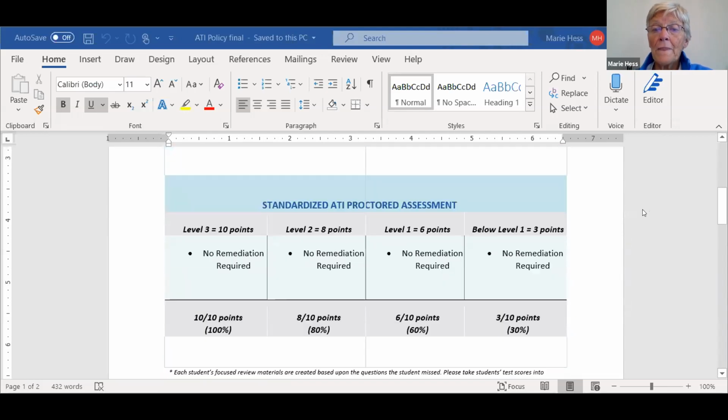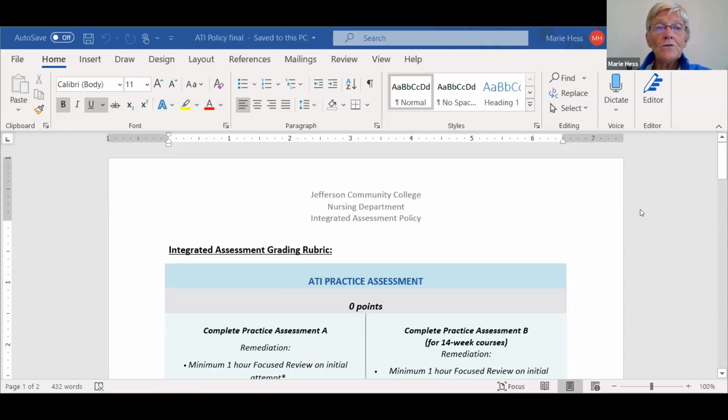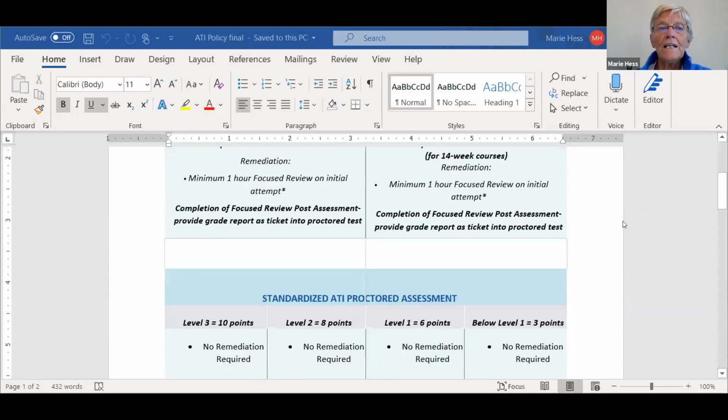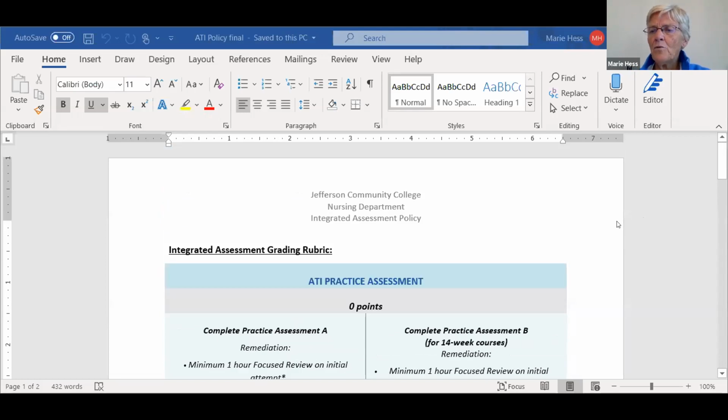Okay, so I will go back and add ATI to the class outline by week, and give you suggested dates for the practice assessments when they recommend that you do them. And I'll put a date in there for the proctored assessment, so you have all of that. Any questions related to this part at this point, or is everybody okay with what we're doing?